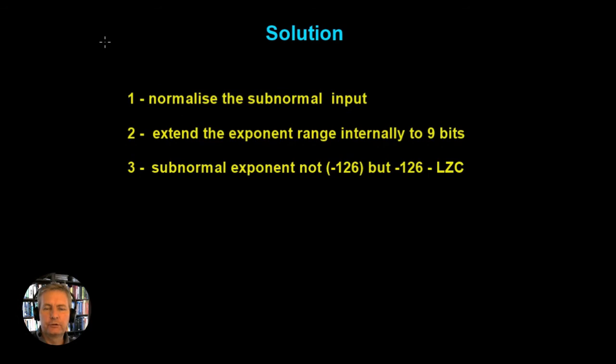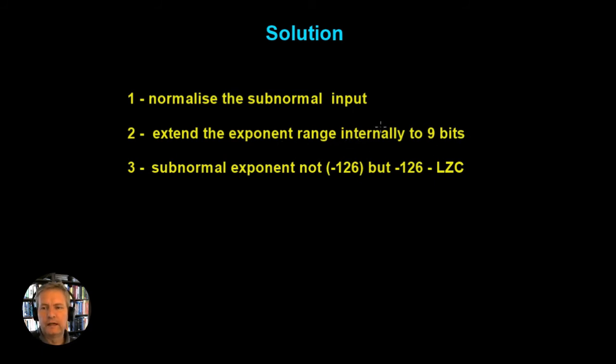So we have a solution to these problems, and it's something that makes our lives a whole lot easier. So what we want to do first of all is take any subnormal inputs and make them into normalized numbers, and I'll show you how that's done in the next video. Secondly, once we've done that, we need to extend the range of the exponent from 8 bits to 9 bits.